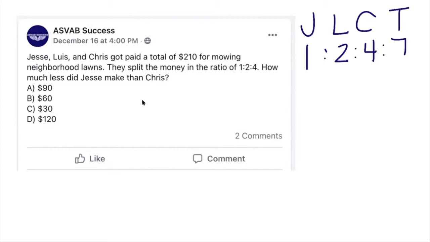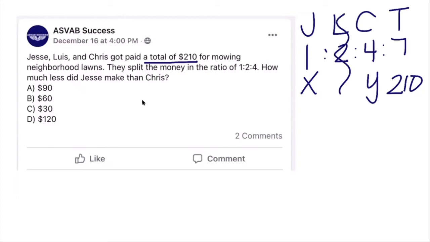Now, it says here that they got paid a total of $210, all of them together, which means this number will be compared to our total. And now we're going to look for Jesse. Let's call him X. And we're going to look for Chris. But Chris is different, so we can't call him X. We're going to call him Y. All right, which means we're not using Lewis's information.